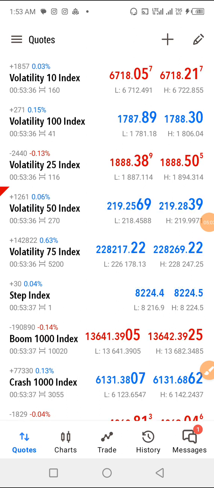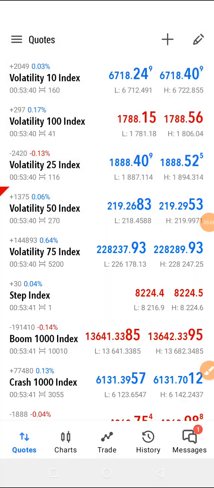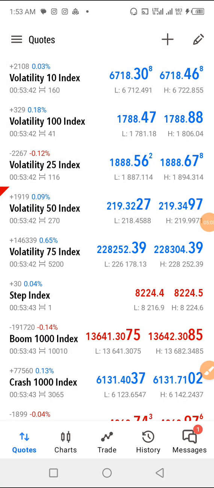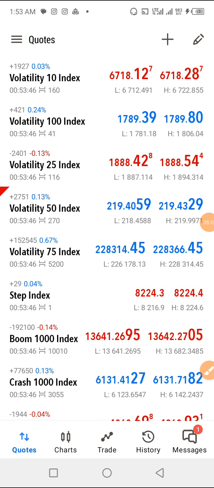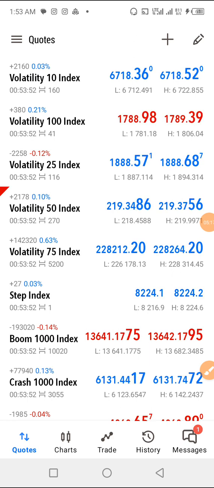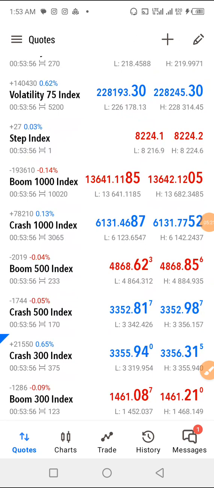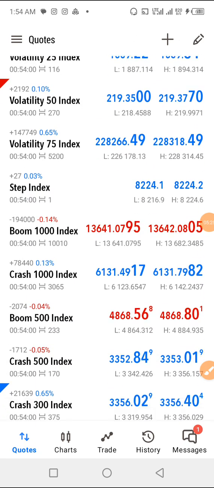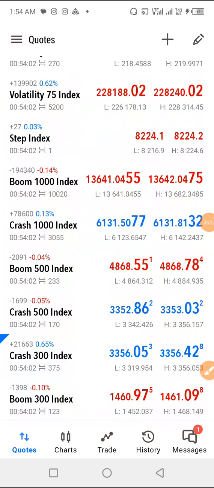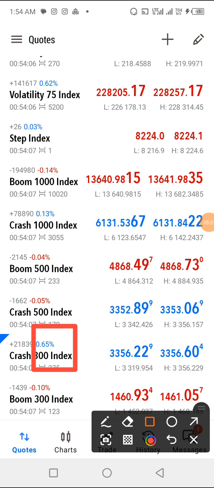And don't open more than one trade. This strategy is just to enlighten you on how to use your quote alongside your indicator setup. Once the setup is okay, then you go for it. If it is not okay, then you ignore it. And make sure you have a good pressure. You can see for the Crash 300, the pressure is very high. Can you see it? The conditions are met.